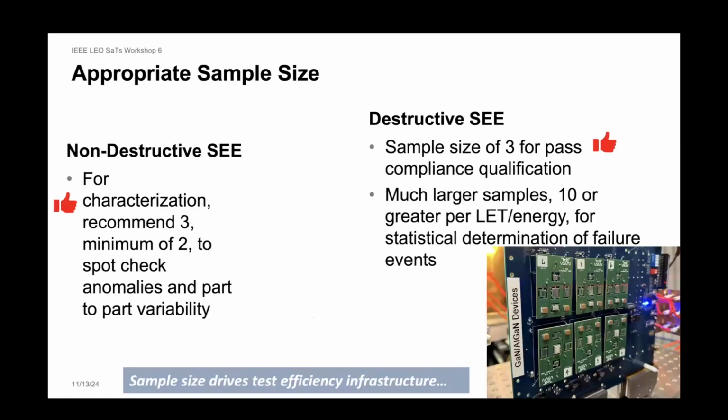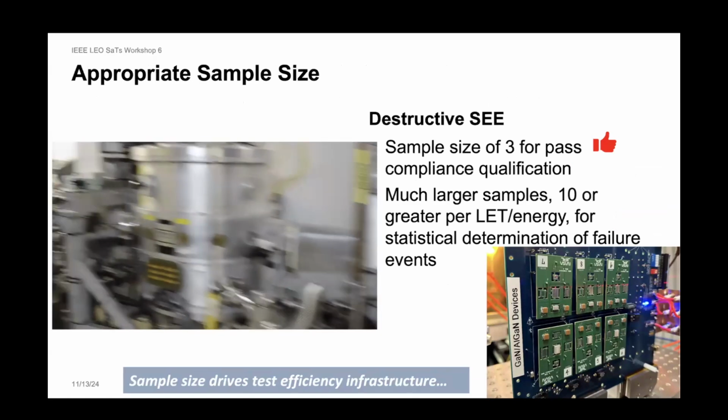A little bit about sample size. These are general recommendations. So for characterization, we recommend at least 3 parts. That's the general rule for SEE, is we want to have 3 parts, absolute minimum of 2. Sometimes you have to come in with 1 because that's all that's available. I also want, while I keep talking about sample size, I also want to give an opportunity.